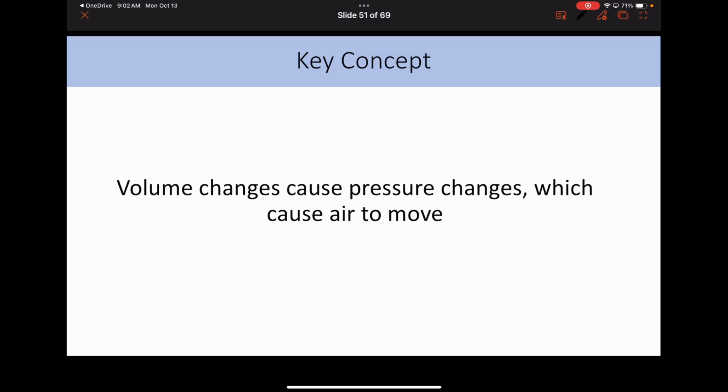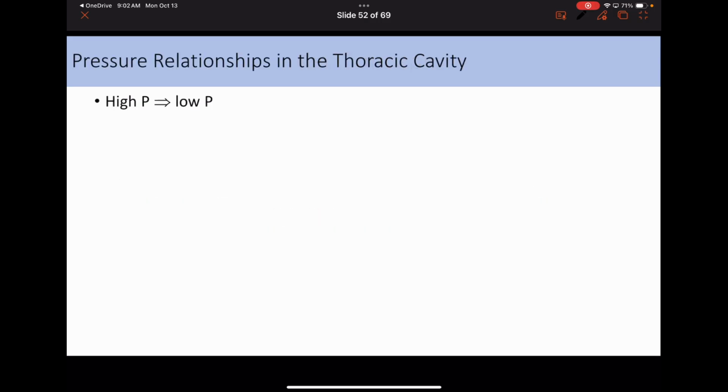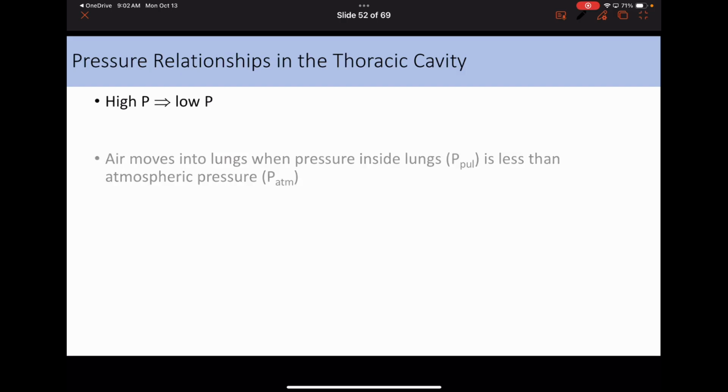Okay, so next key concept is that volume changes can cause pressure changes, which cause air to move. So air moves from areas of high pressure to areas of low pressure. Just like we talked about with diffusion and things moving down their concentration gradient, it works the same way with pressure.